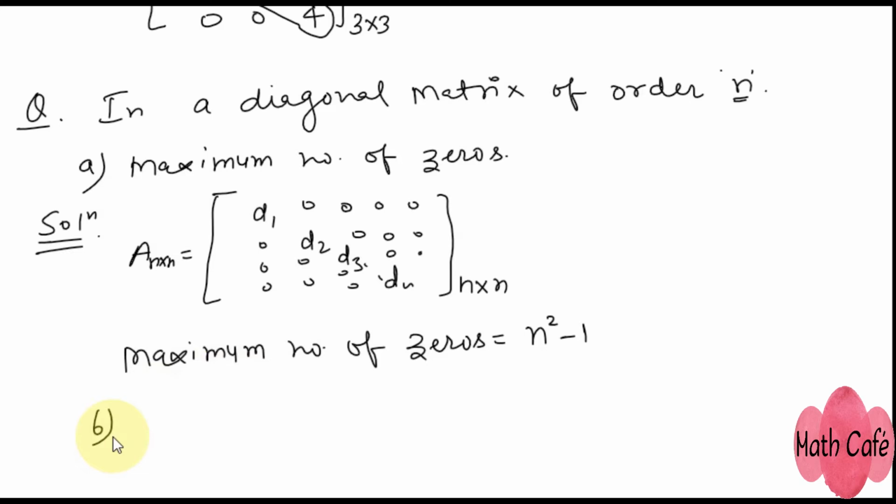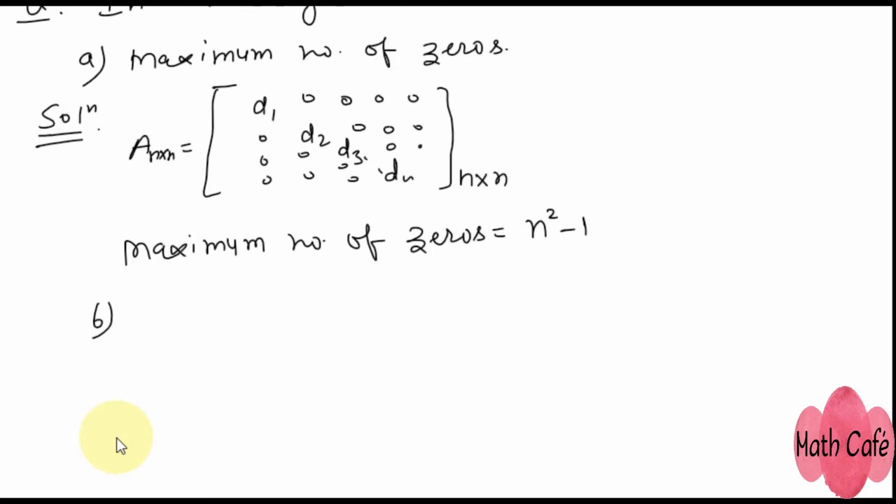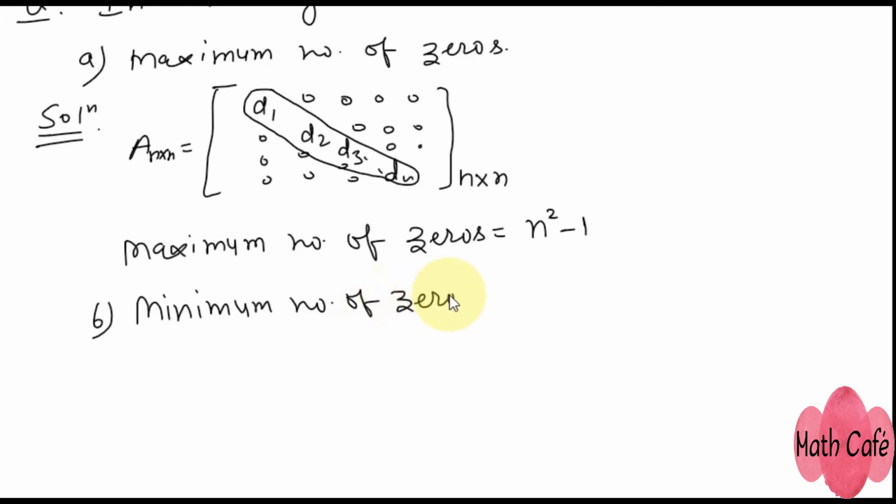Let's take another example, b. If we need to find minimum number of zeros, then I will take all the diagonal elements as non-zero. So zero elements will be only non-diagonal elements. So if total number of elements are n square, then I will subtract all the non-zero diagonal elements, that is n. So n square minus n would be minimum number of zeros.